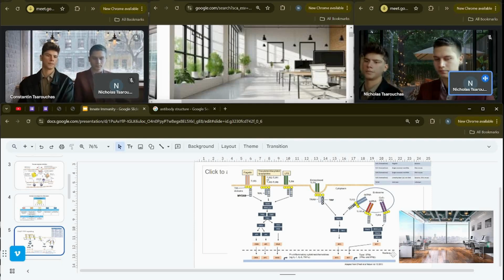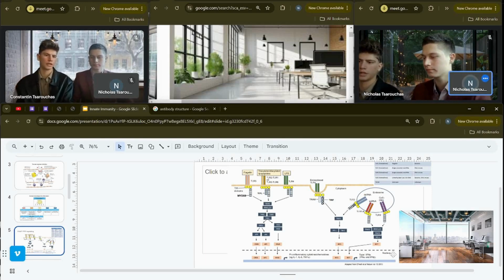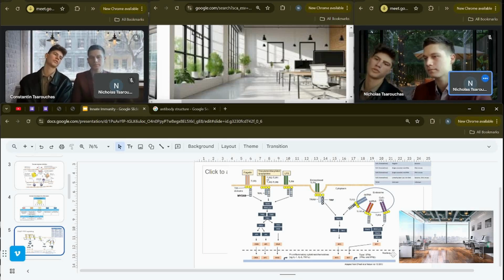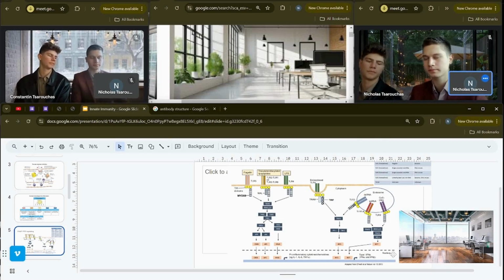Okay. So importantly, we should look at the mechanisms of natural killer cells. And first, we have to answer the question, why are natural killer cells part of the innate immune system as opposed to cytotoxic T cells?